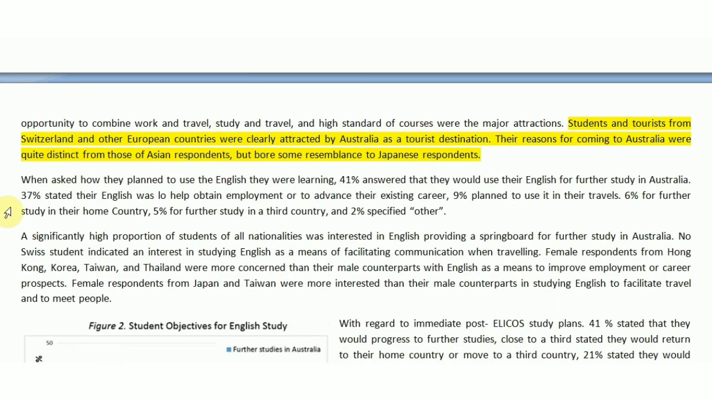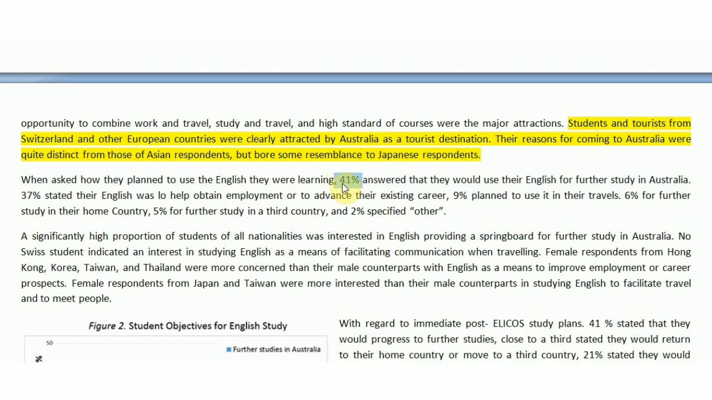Okay, it's just here. When asked how they plan to use the English they were learning, so it is the purpose of how they want to use the English learning. When asked, 41% of students answered they would use their English for further study in Australia. Then 37% this, then 9% this, 6% this, then 5%, and then 2%. So clearly 41% is the largest percentage.